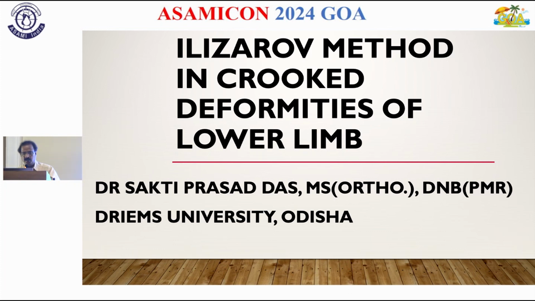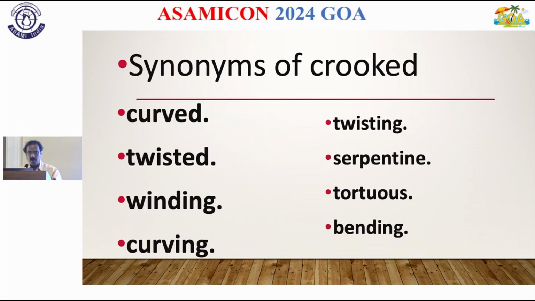My topic is Elizarov method in crooked deformities of the lower limb. I found what the synonyms of crooked are. These are twisted, winding, tortuous, many types of synonyms. In the last 2 days, I think we have been discussing everything. But I think crooked, I mean, maybe deformities, maybe very severe deformities.